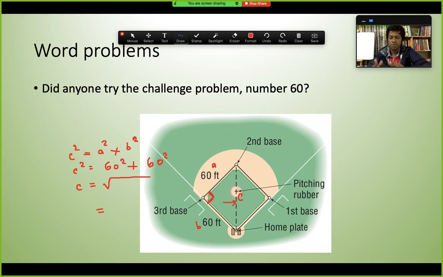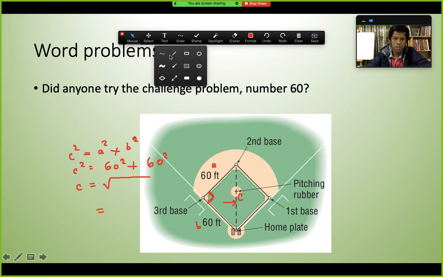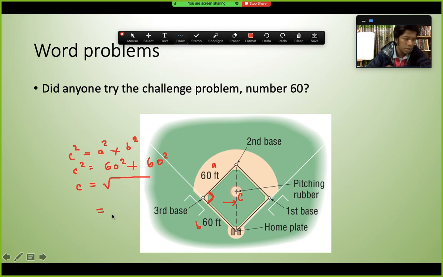Let me find it out and tell you the exact answer. 60 squared plus 60 squared gives 7200, and the square root of this answer is approximately 84.85 feet. The answer is 84.85 feet, and this value under the root is 7200.